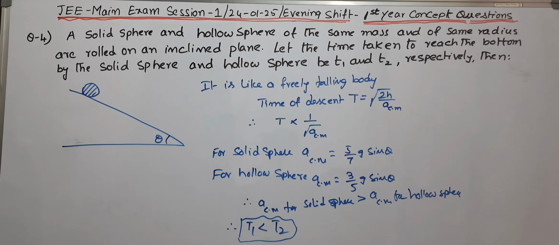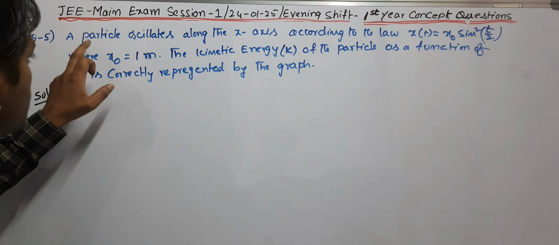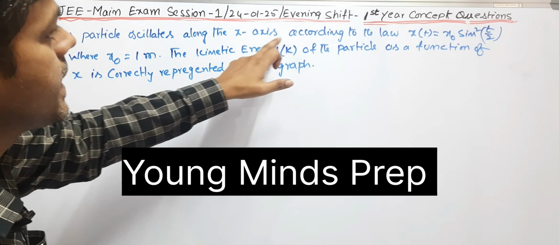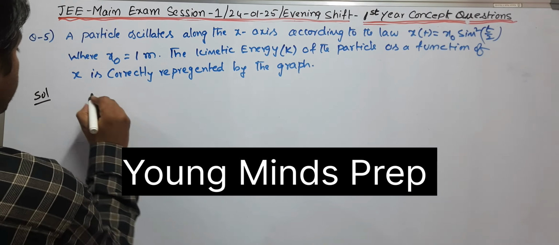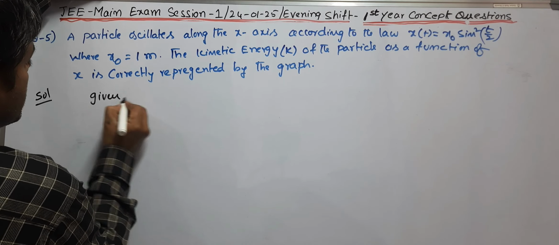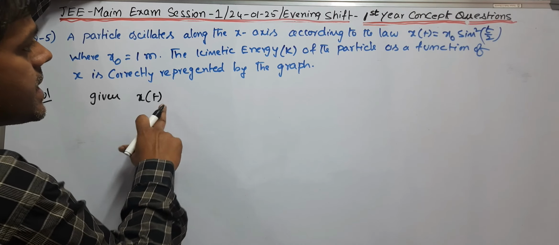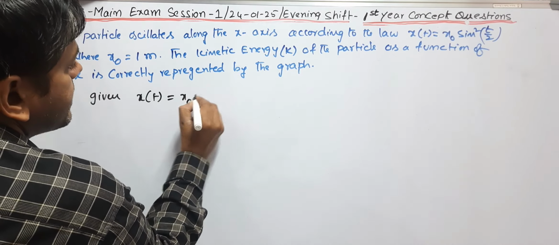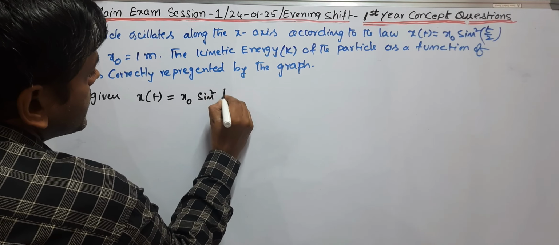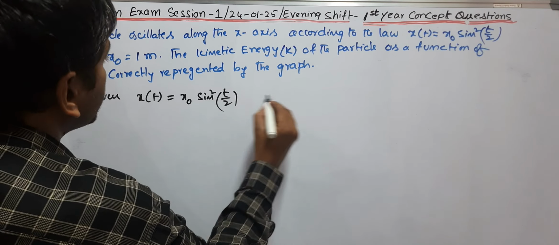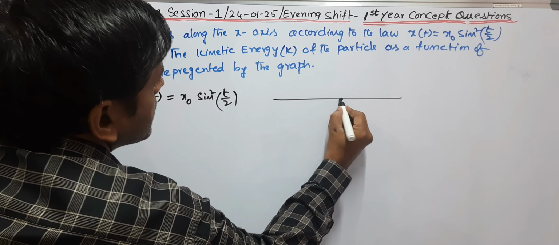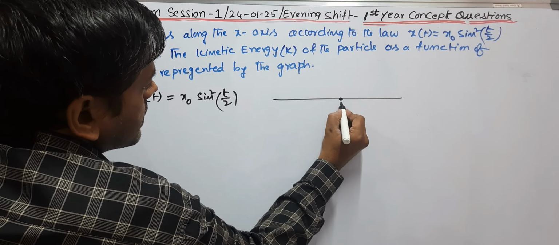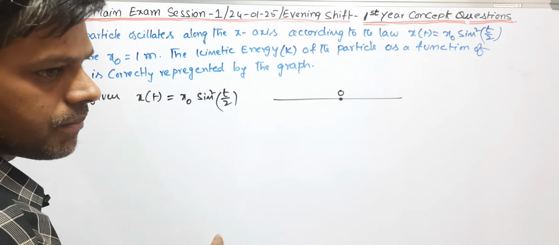Okay, right. The fifth question, a particle oscillates along the x-axis according to the law. What is given? The position of a particle changes with respect to time, following this equation, x of t is equal to x naught sin square t by 2. To see, this is the x-axis. This is the center called origin or mean position.